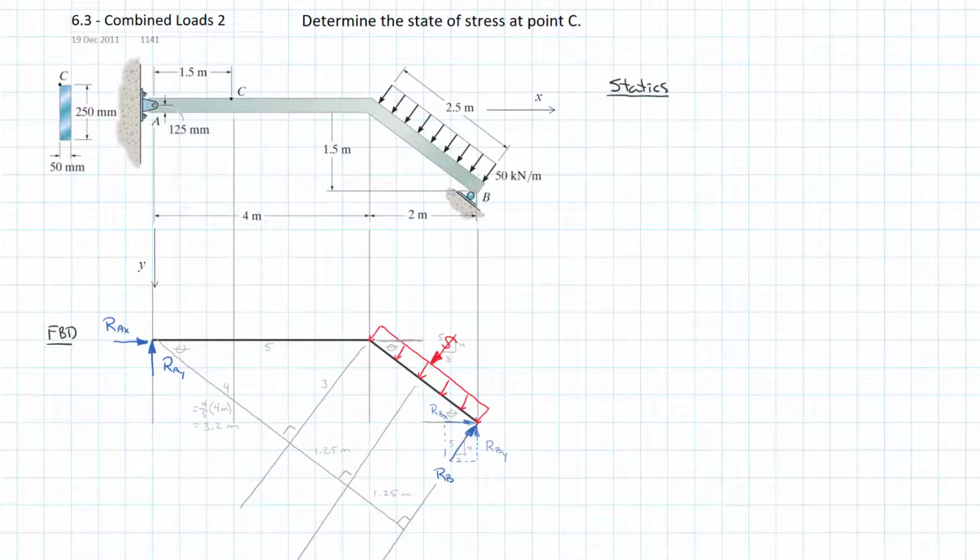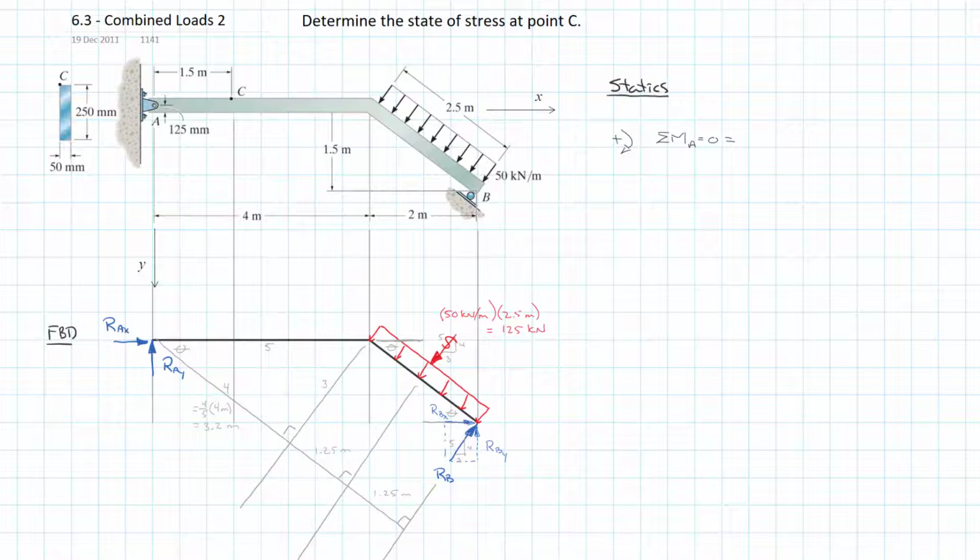And I'm going to jump in. I'm going to start with my sum of the moments about point A. I'll use clockwise positive as I typically do, set it equal to 0. And let me see, the one thing that I didn't do, I said I was going to put in my equivalent point load, but I never actually calculated it. So let's do that here. So our intensity is 50 kilonewtons per meter, and it's applied over 2.5 meters. And so that is equal to 125 kilonewtons. And so that's going to be useful to us.